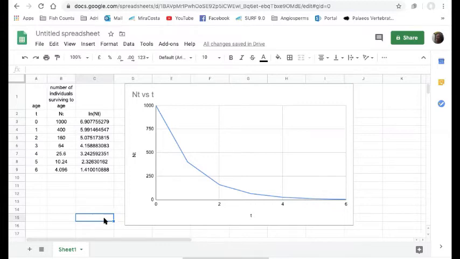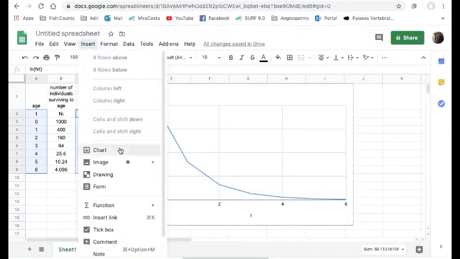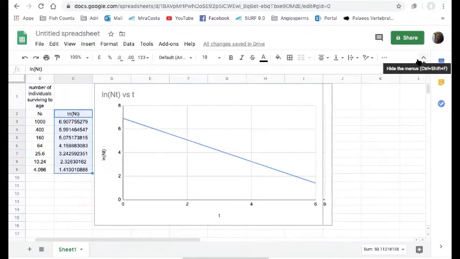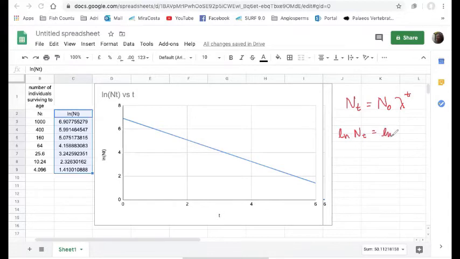Now plotting the log number of survivors on age, the graph is a straight line. This makes sense from a mathematical angle, because if you take the natural log of both sides of our function N equal to N naught times lambda raised to the t-th power, you get the natural log of survivors to time t equal to the natural log of N naught plus the natural log of lambda raised to the t-th power. And you know that the second term here simplifies to t times the natural log of lambda.